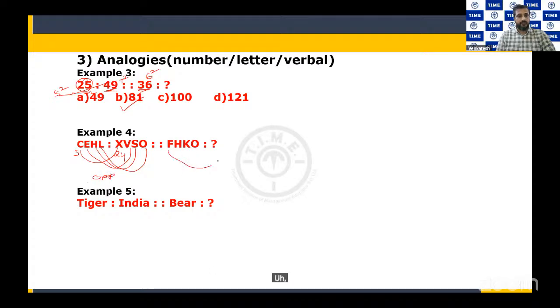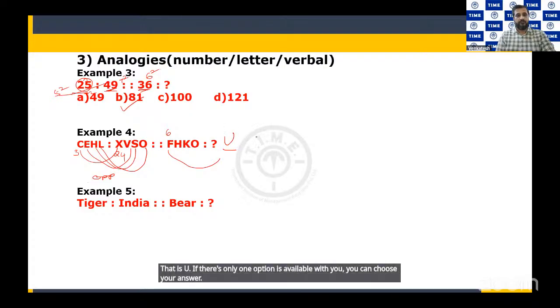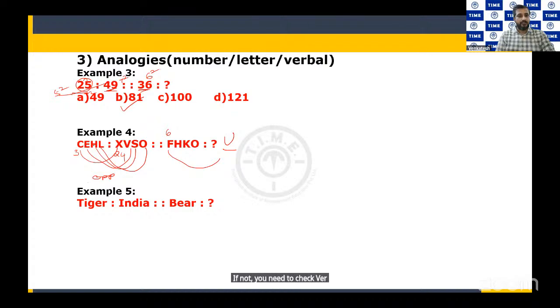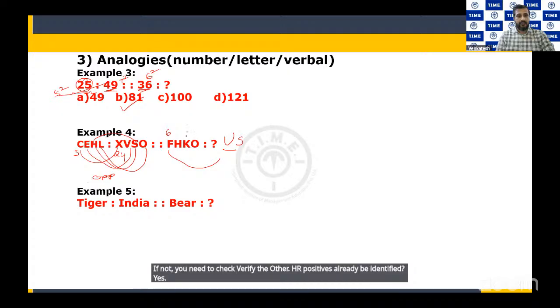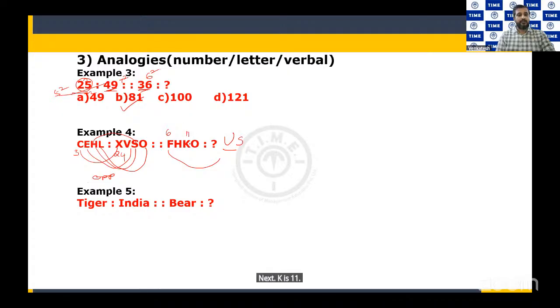F's opposite pair: F is 6. In order to get the sum 27, 21 has to be added. That is U. If only one option is available with U, you can choose your answer. If not, you need to verify the others. H's opposite we already identified as S. Next, K is 11. To get 27, 16 has to be added, that is P. USP. O was identified already. O's opposite is L. So OL. USPL is your answer.